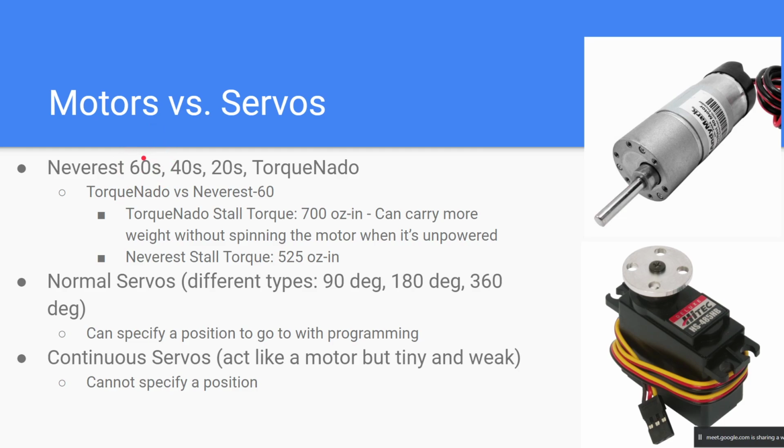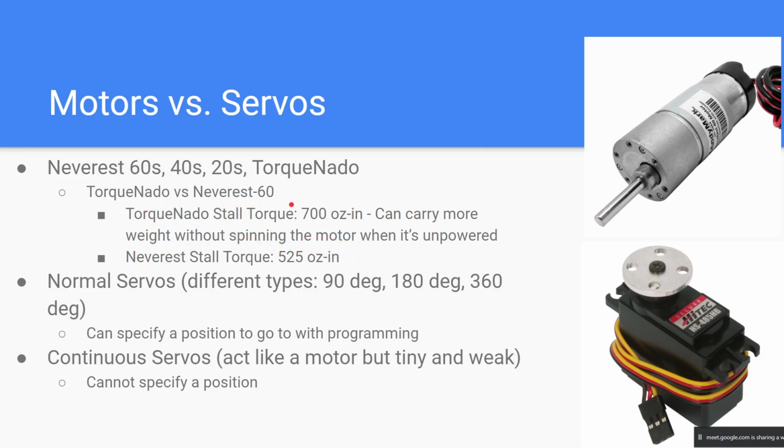Okay. So the 60 is the strongest, the 40 is the mid-range, and the 20 is super fast. So just so you know that. Oh, also there's the Torquenado. The Torquenado is from a different brand called Tetrix or Pitsco. They changed their name. We call it Tetrix. The Torquenado is a lot like the 60. It's essentially the same thing. However, the Torquenado has a stall torque of 700 ounces per inch, and the Neverest 60 has a stall torque of 525 ounces per inch.